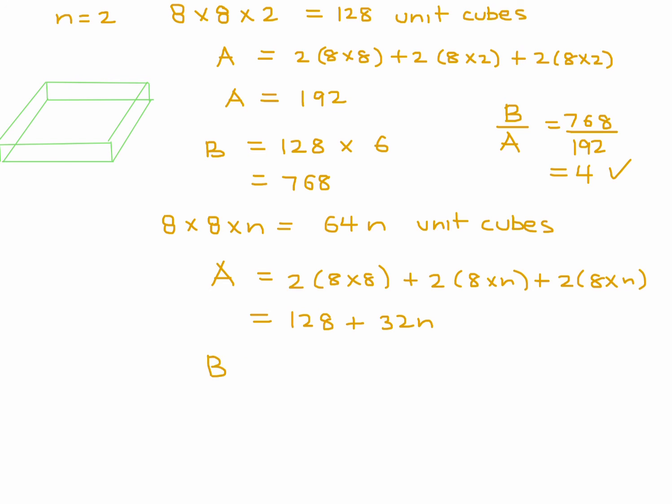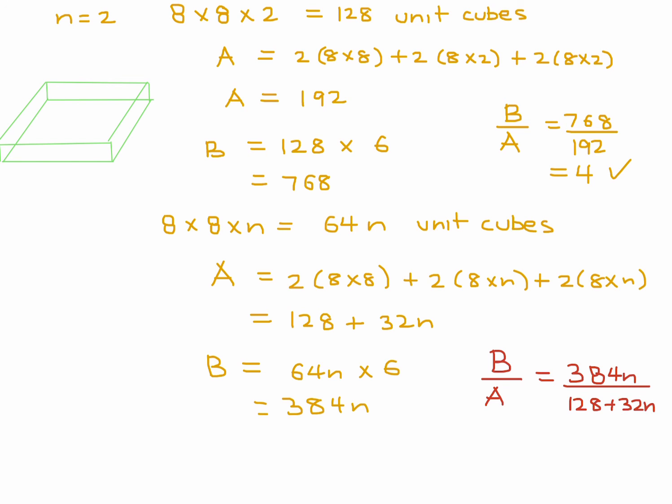Okay. Now B, well, that's very easy. That's just going to be the number of unit cubes, which is 64n, times 6, which is just 384n. Okay, so now what is my B over A? It is 384n over 128 plus 32n. I think I can divide through by 32, and when I do, I get 12n over 4 plus n.